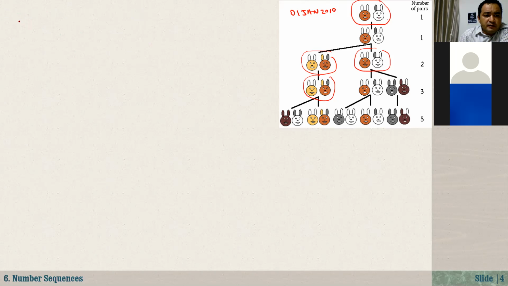Okay, this is our first month, January, and February, and March, and here we have April, and May, June, July, August, September, October, November, December, and again January. So in January, how many rabbits would we have? Here we had 2, right? And the second month, still we have 2 because now they become mature.